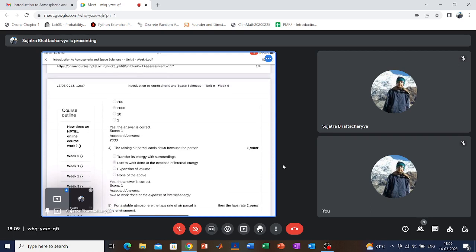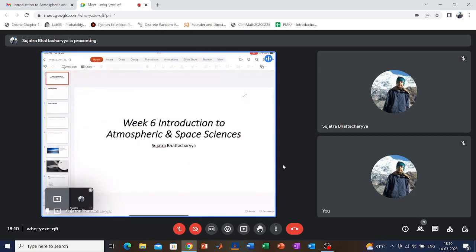The fourth question is: the rising air parcel cools down because the parcel, first option, transfers its energy to the surroundings, which has no possibility; second, due to work done at the expense of internal energy, which is the correct option. Expansion of volume is partially correct, but the reason the temperature decreases is the work done. Therefore, let me go to this.